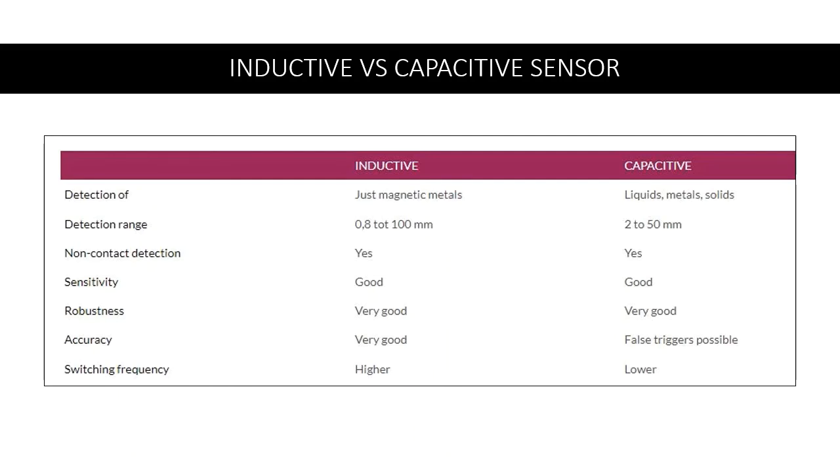And the switching frequency of the inductive sensor is higher as compared to capacitive sensors. That means it has a higher switching frequency. That means if the object comes into the proximity and goes out of the proximity, and if this happens very fast, in that case the inductive sensors give the output at that faster rate, but the capacitive sensors give the output at some lower speed. So that is the switching frequency.